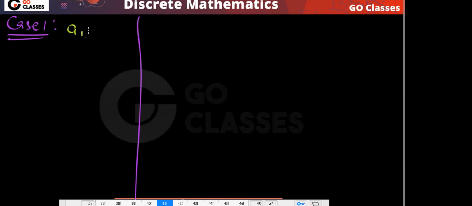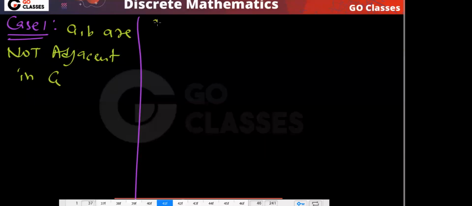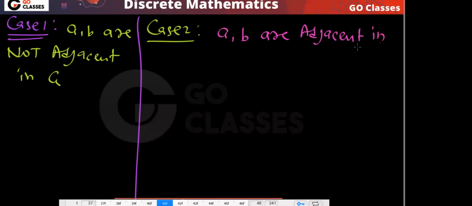Case 1, A, B are not adjacent in G. Correct? Either this possibility or what is another possibility? Either A, B are adjacent or A, B are not adjacent in G. Okay, very simple. Only 2 cases are possible.